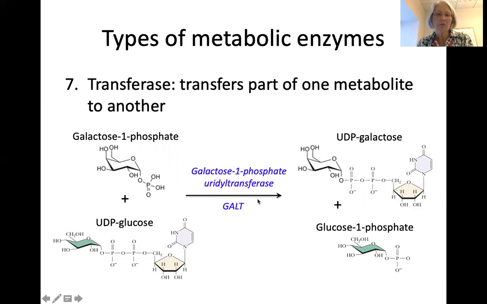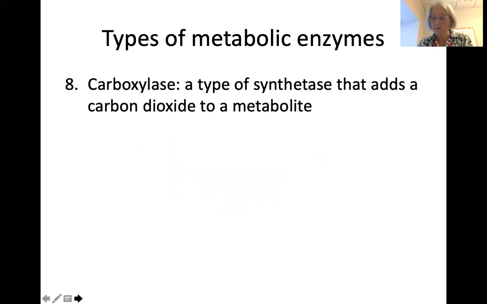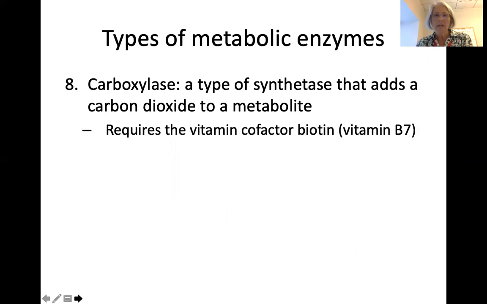So we need this enzyme in order to metabolize galactose. And you should know that classic galactosemia is a metabolic disorder in which the gene encoding this enzyme, galactose 1-phosphate uridyl transferase, is mutated. Okay, so then we have carboxylases. These are types of synthetases that add a carbon dioxide to a metabolite. And they all require the vitamin cofactor biotin, or vitamin B7.